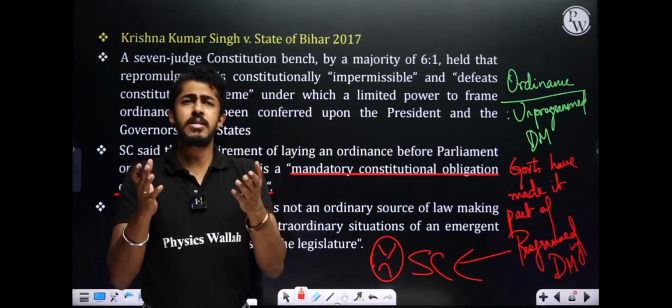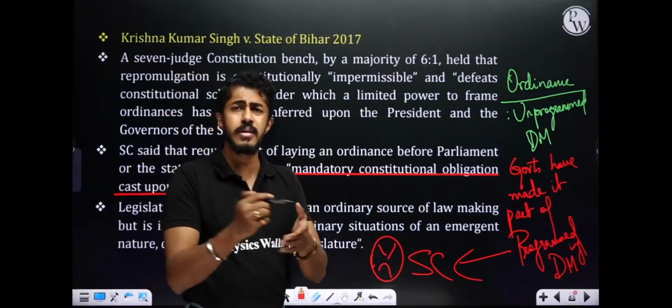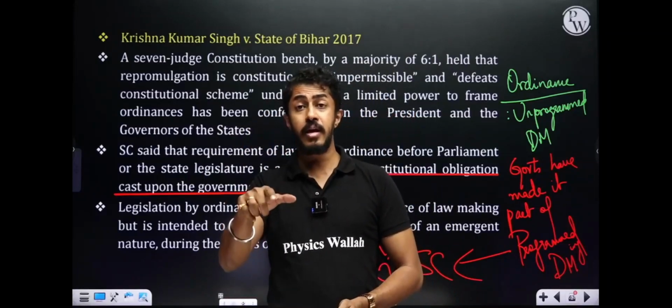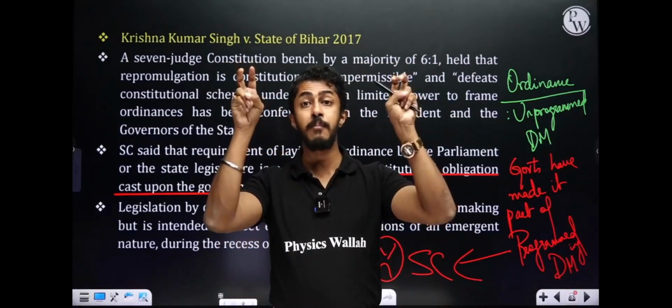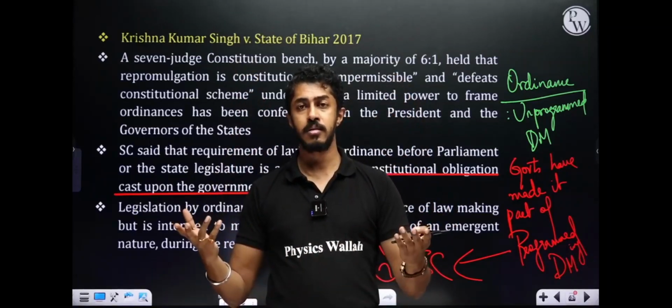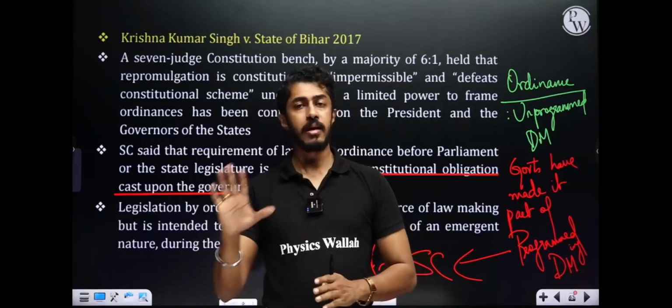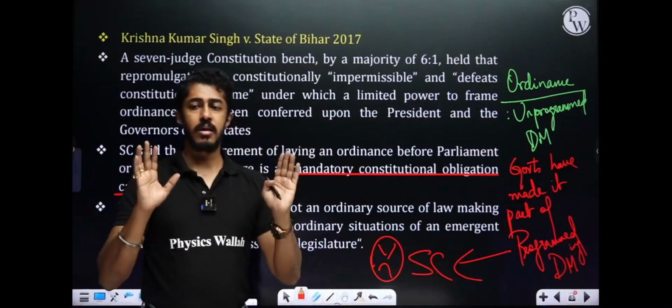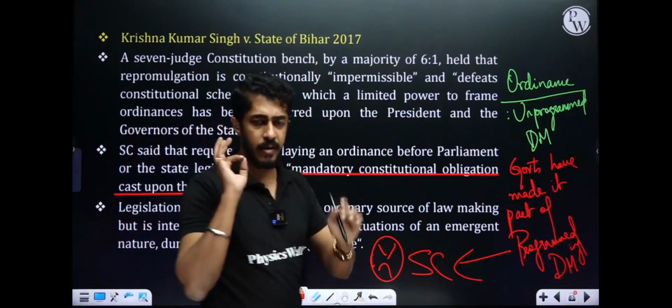Imagine 286 ordinances in 3 years. That too from a state which is actually known to be good in public administration. Getting the picture here. So this is the thing. Any questions? Any doubts?